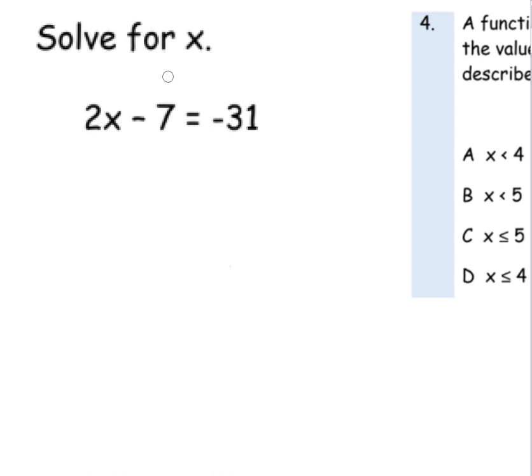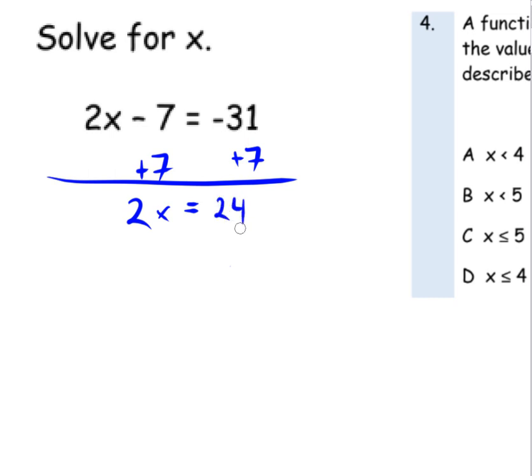All right, so first one here, we're going to solve for x. The way we do that is we add 7 to both sides, right? The reason we do that is because this is the variable term, and this is the constant on the same side, and we want to isolate the variable term. We want to get it alone. So I add 7 to get rid of that constant on the same side. So now I have 2x on this side is equal to negative 31 plus 7. Negative 31 plus 7 is going to be negative 24.